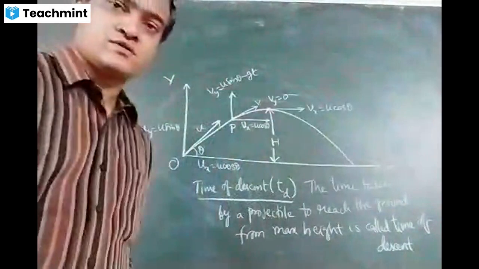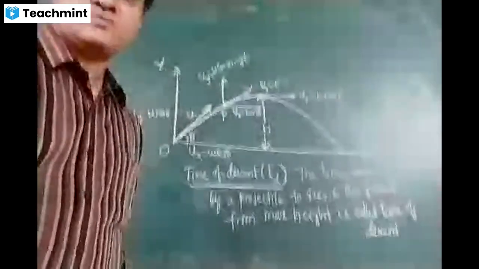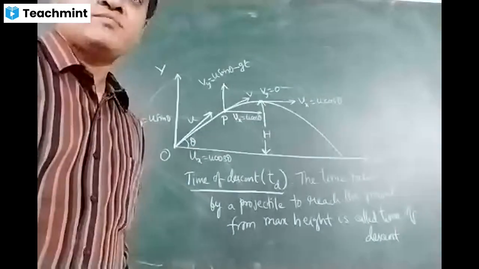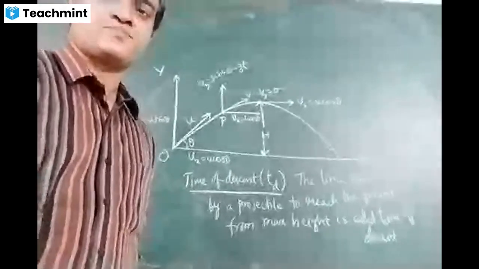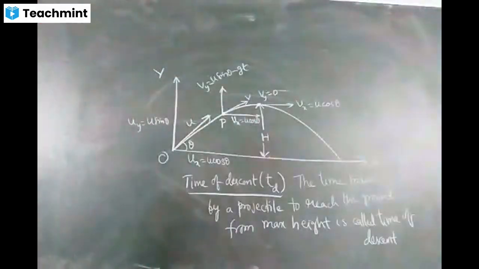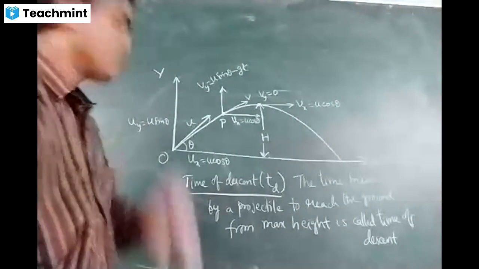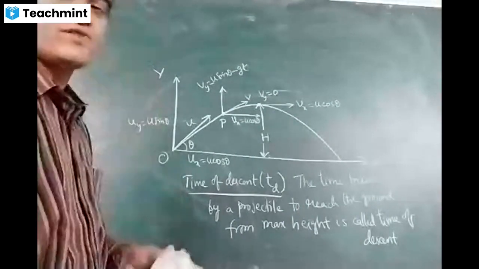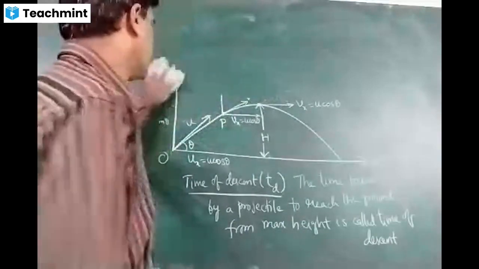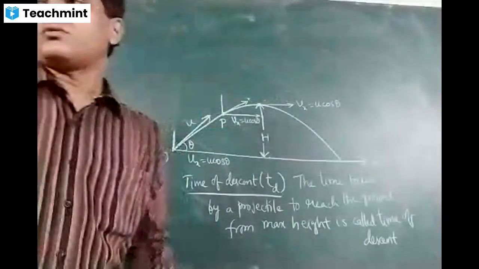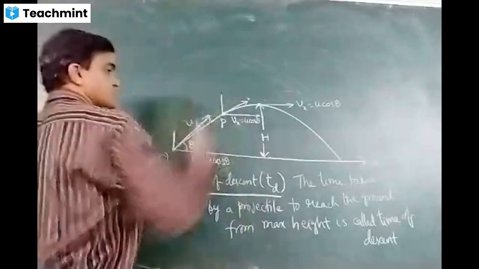Somewhat okay. So, time taken by a projectile. Okay, fine. Right. So let us try to calculate the value for time of descent. Time of descent. Now to calculate the value of time of descent, I will use this equation.